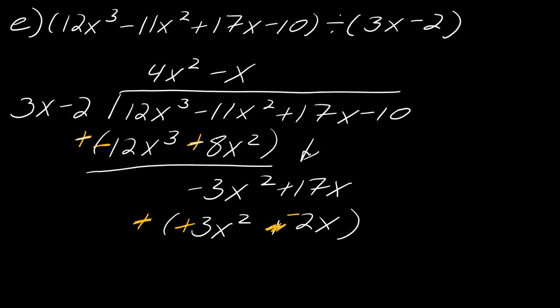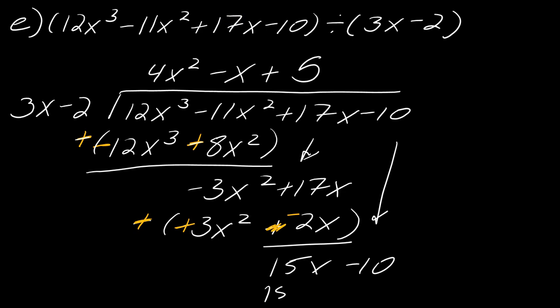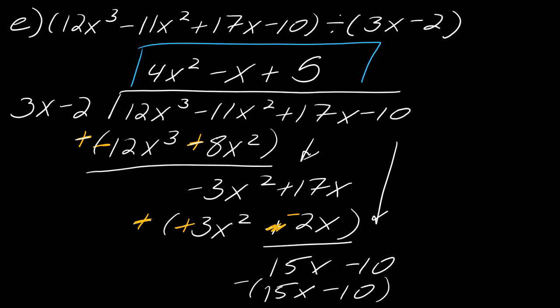So let's see. That's going to leave me with 15x. Bring the 10 down. Oops, minus 10, my bad. Okay, what do I have to multiply 3x by to get to 15x? That'll be 5. So this will be 15x minus 10. If I subtract that off, I will get a remainder of 0. And so there will be my answer.